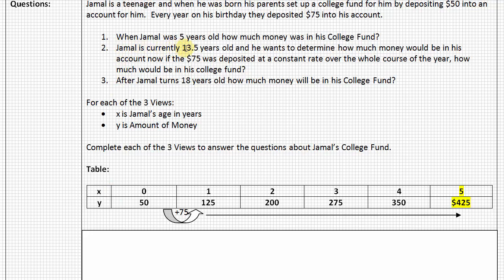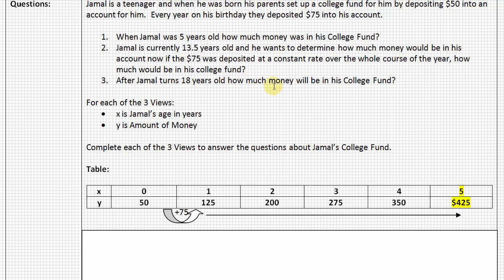Jamal is currently 13.5 years old. He wants to determine how much money would be in his account now, if the $75 was deposited at a constant rate over the whole course of the year. How much would be in his fund? So instead of it just happening on his birthday, if that amount was slowly deposited every day in equal increments over the course of the year, how much would it be when he was 13.5 years old, since that's how old he is now?